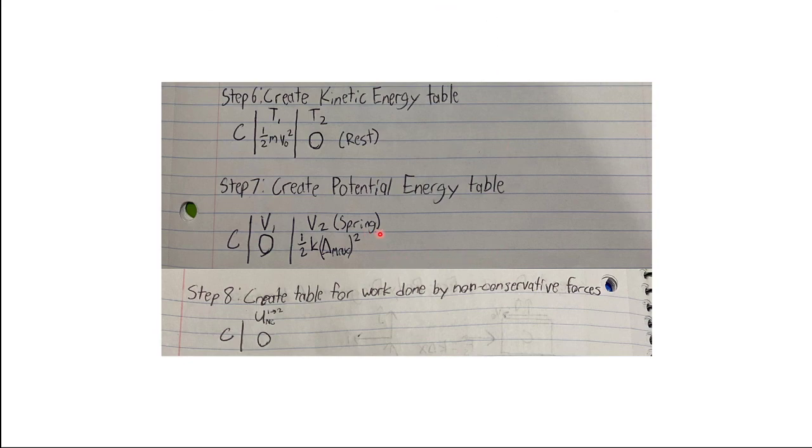However, when we are compressing the spring, that is going to create some potential energy. So that's going to be found using our spring potential energy equation, which is 1/2 k delta x squared, and in this case our delta x is going to be delta x max. And then for your work done by non-conservative forces, we don't have any non-conservative forces, there's no friction, so that is just going to be 0.